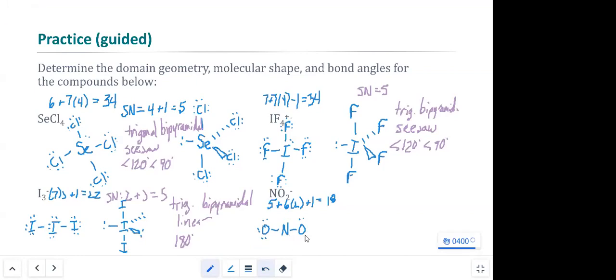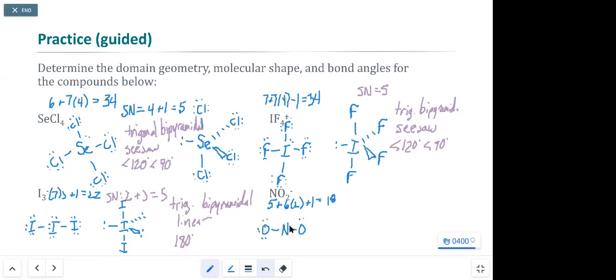Now, you will also recognize at this point in time that where we put that extra bond is completely arbitrary. What we have here is an example of resonance. Now, for this kind of practice, we don't need to concern ourselves with the resonance structures. That's a chapter 4 thing. We will ask you plenty about resonance with our chapter 4 stuff.